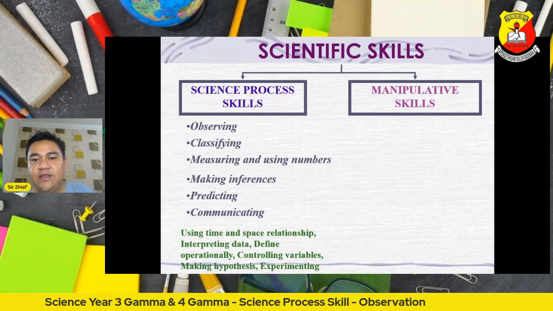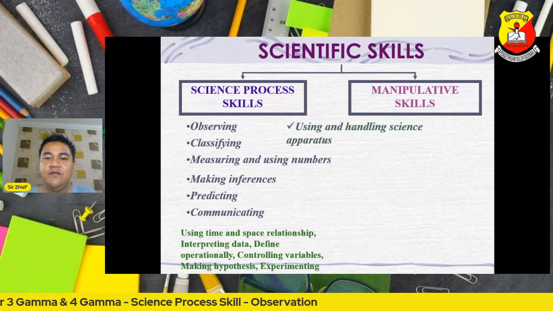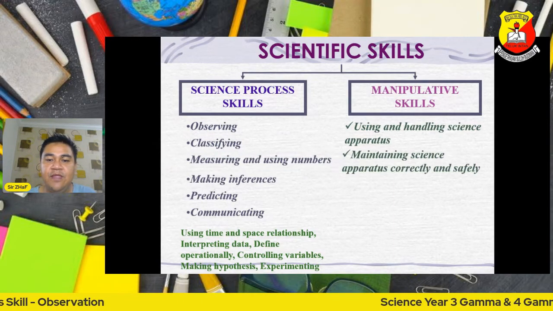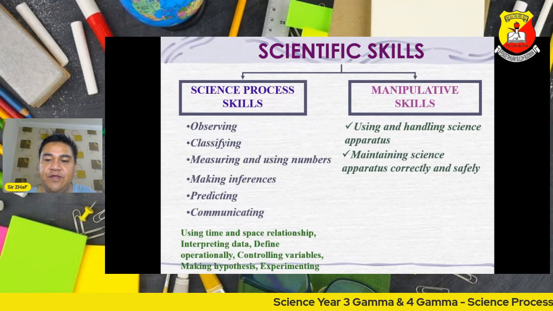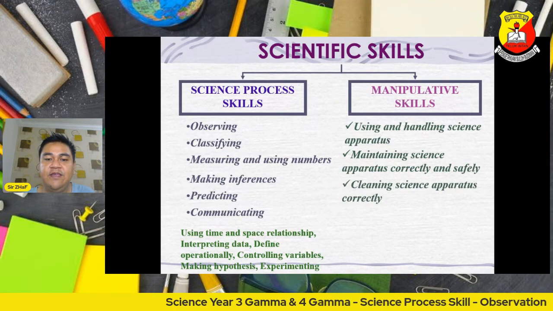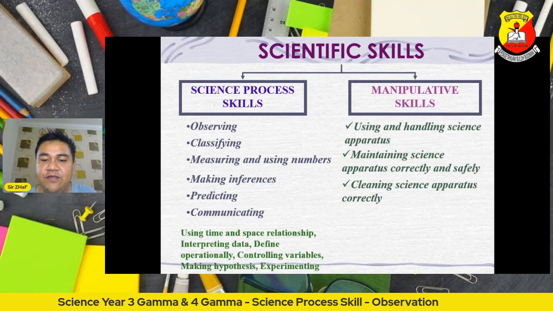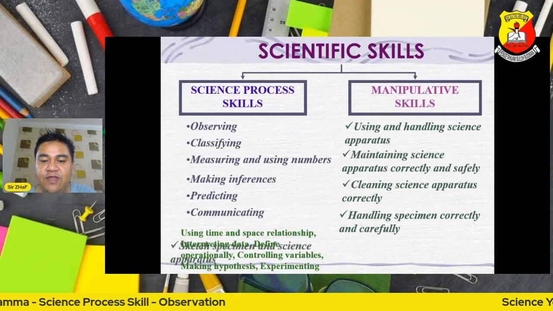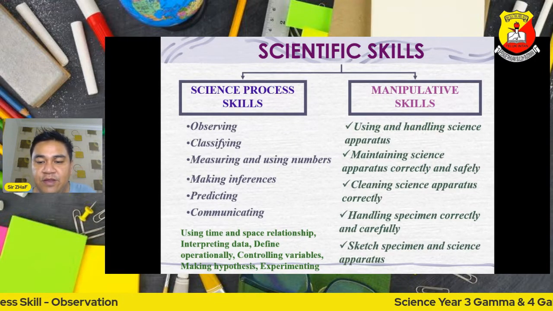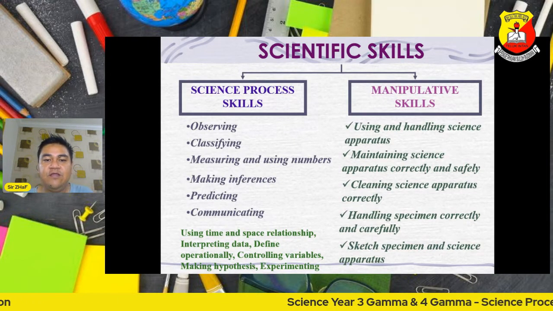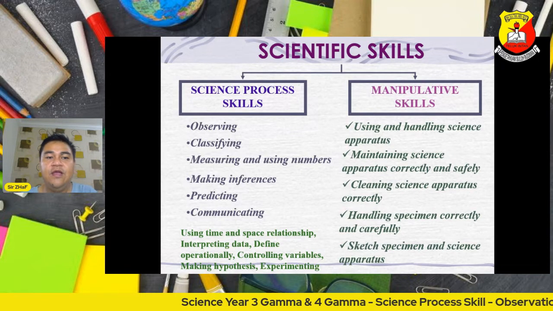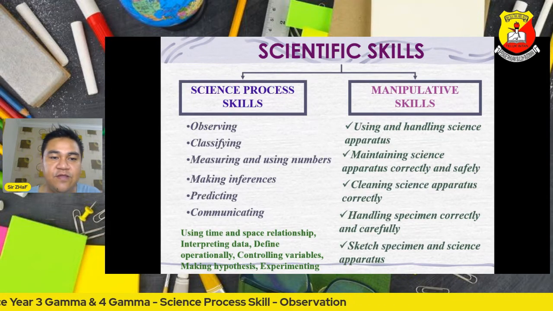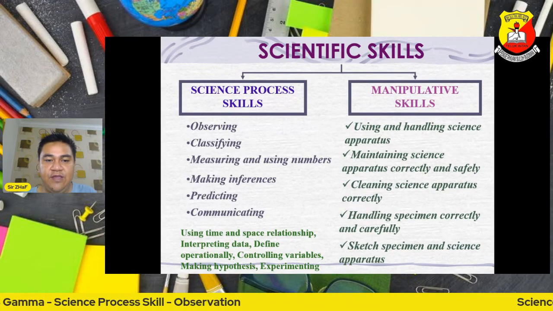Now look at manipulative skills. What you will learn is using and handling science apparatus, maintaining science apparatus correctly and safely, cleaning science apparatus correctly, handling specimens correctly and carefully, and sketching specimens and science apparatus. Again, today you will only learn about the first science process skill, observing.